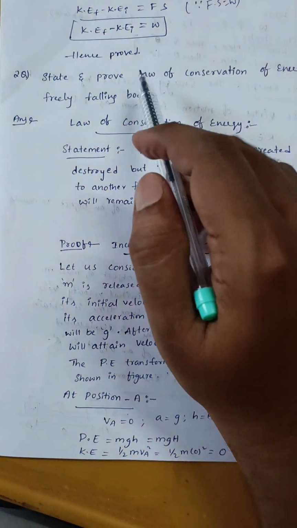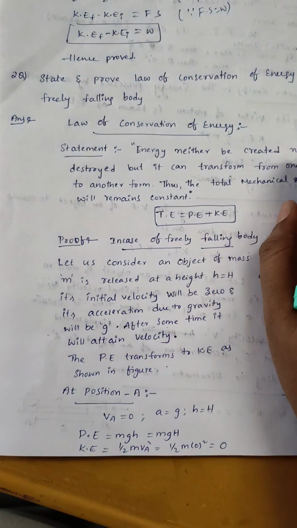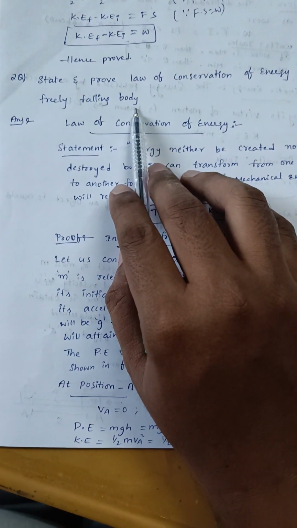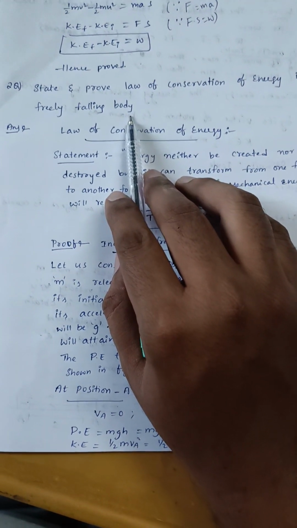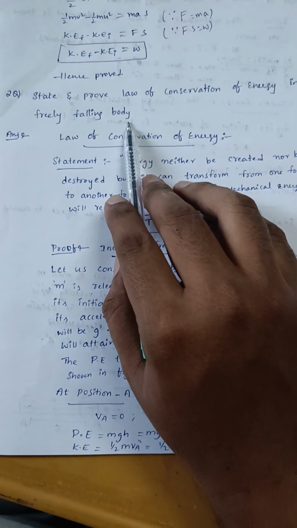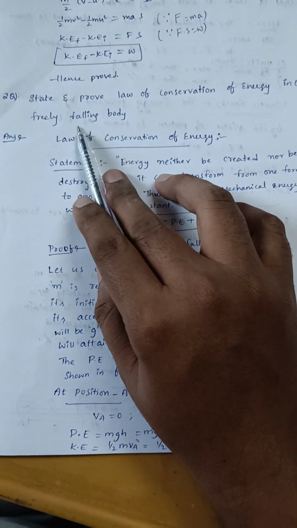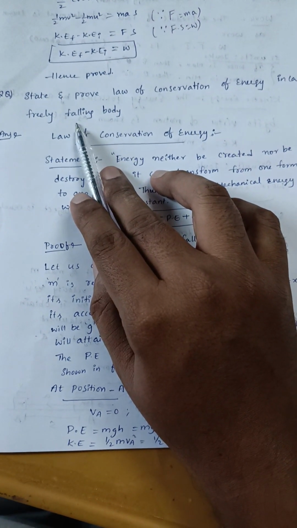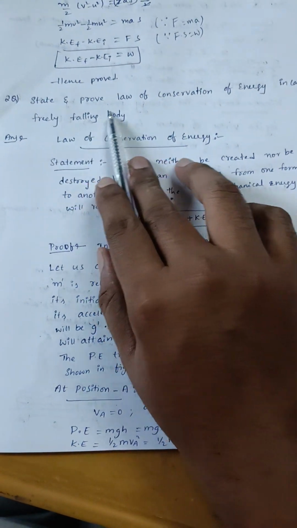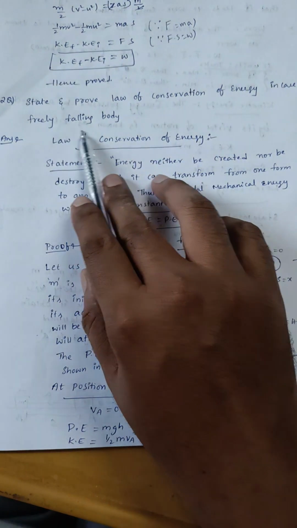Hello students. State and prove the law of conservation of energy in case of a freely falling body. This is our second LAQ for physics first year students. For TS only, IP only. I am repeating: this is only for regular students, those who are writing improvement or supply exams. State and prove the law of conservation of energy in case of a freely falling body.